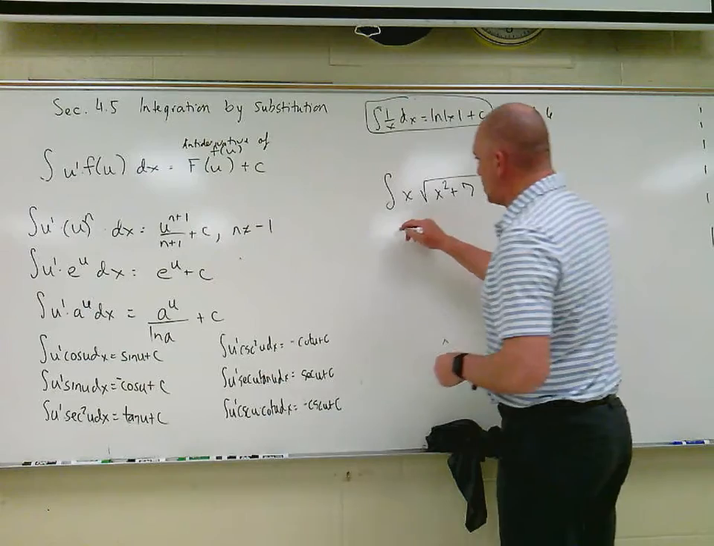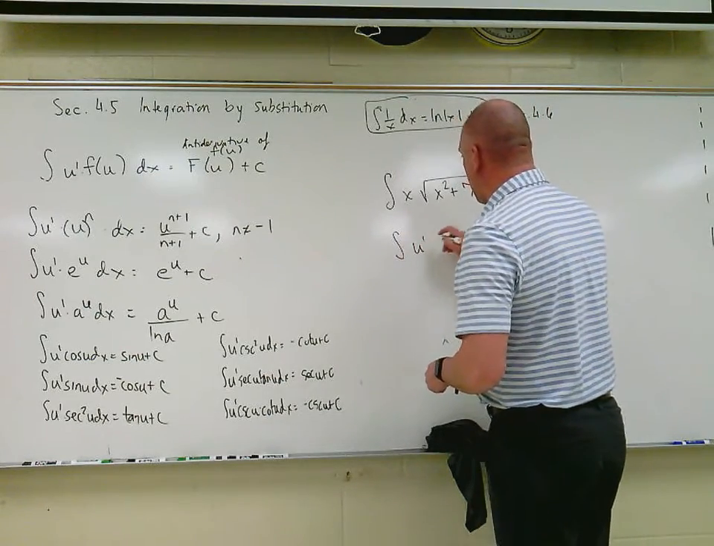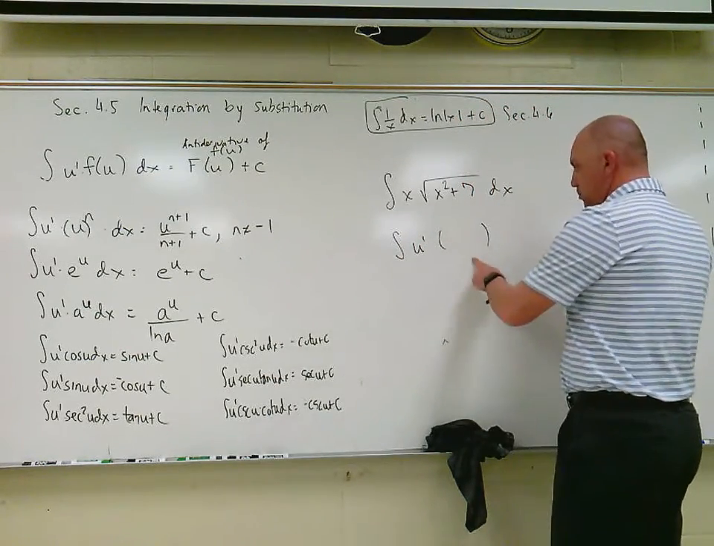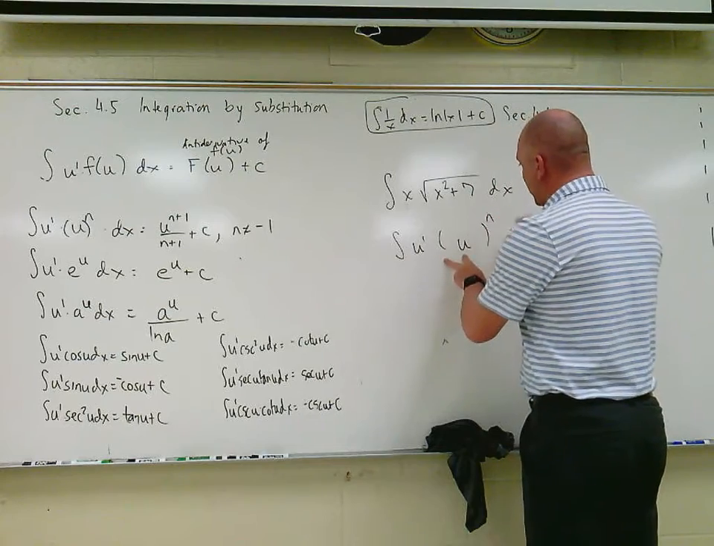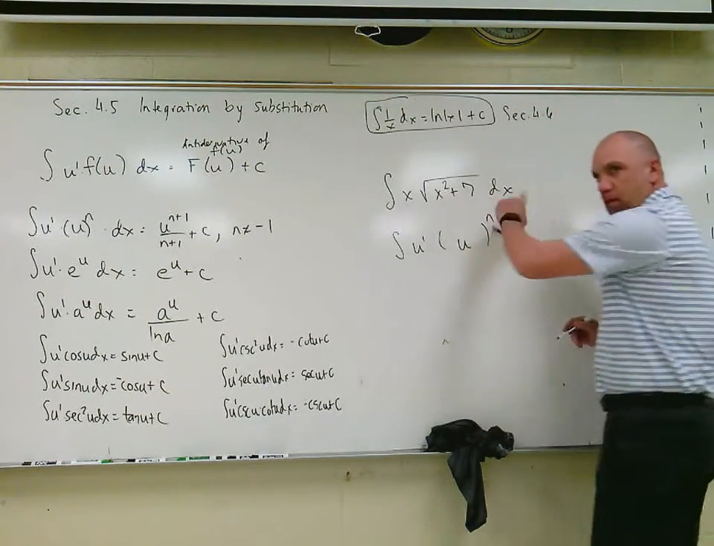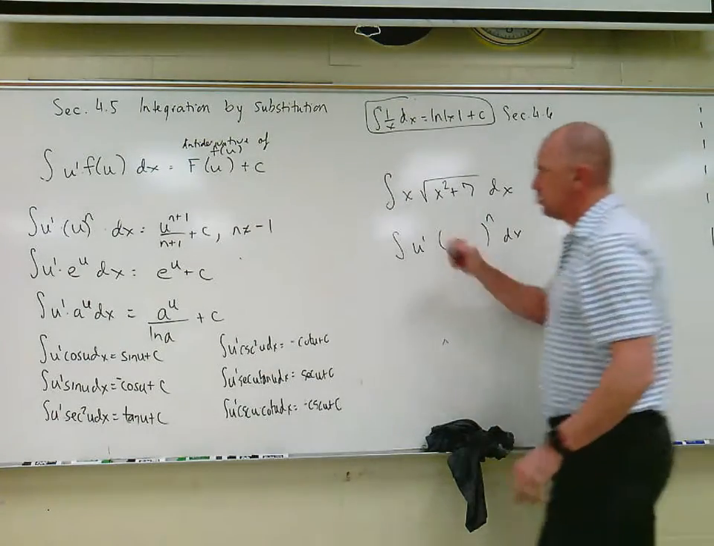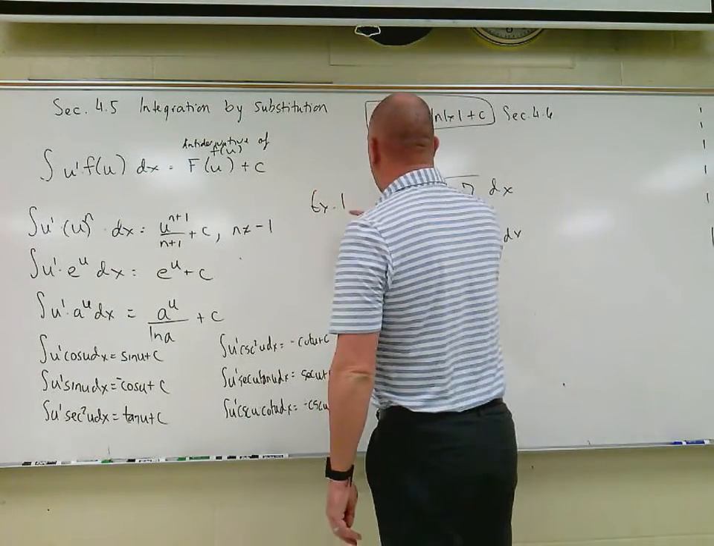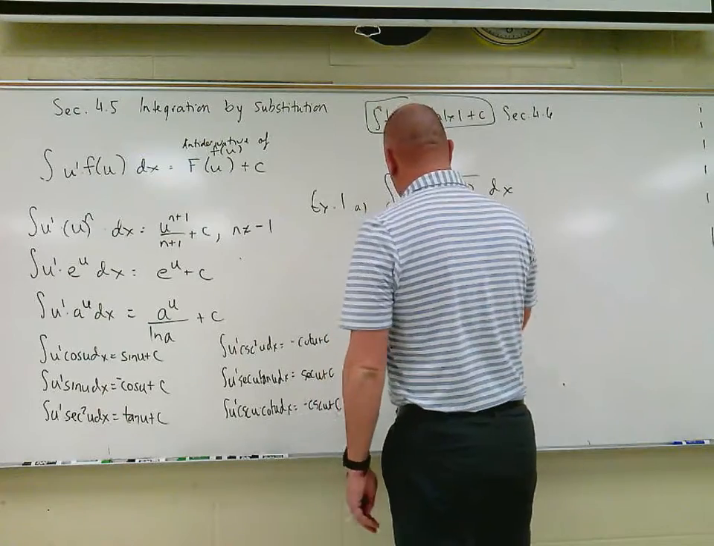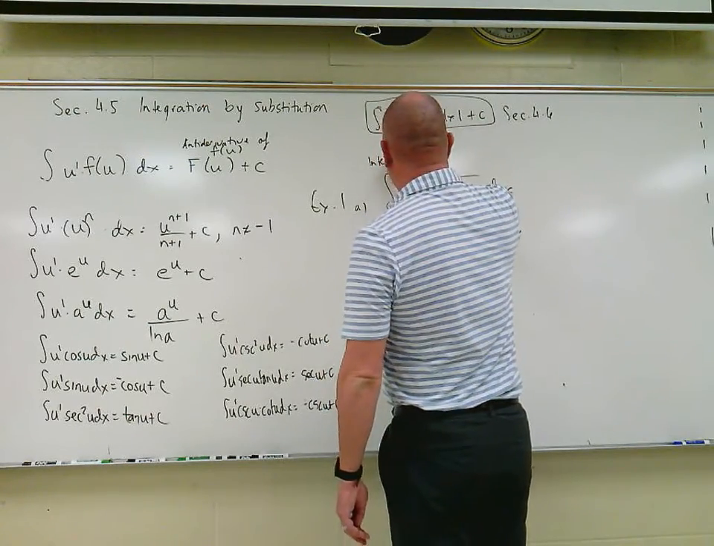So again, what I'm trying to make this match is u prime times some function in parentheses raised to a power. So I'm probably going to rewrite my square root as what? A half. So once you do this one, try and do part A there, just integrate. So we're just going to integrate these.